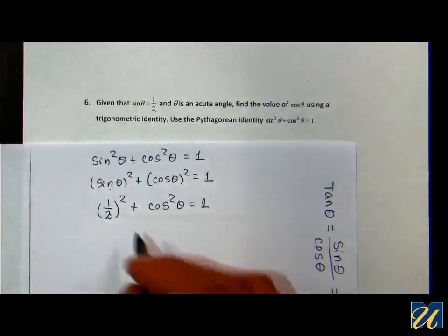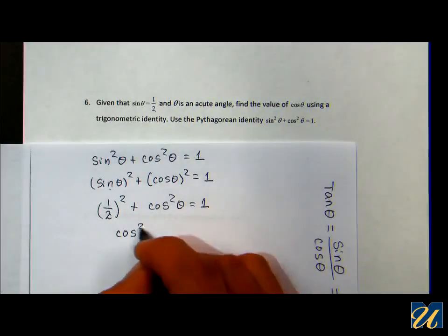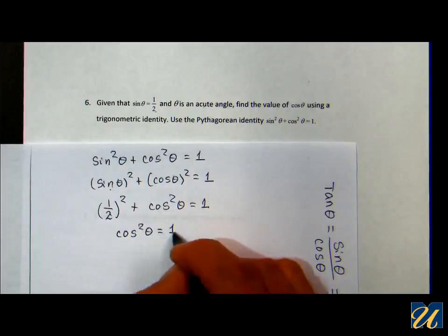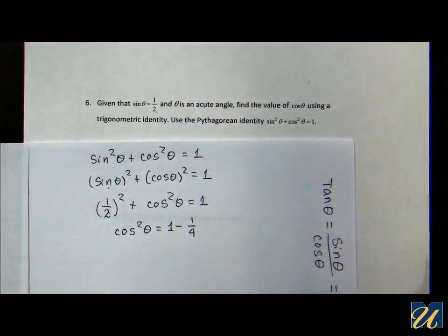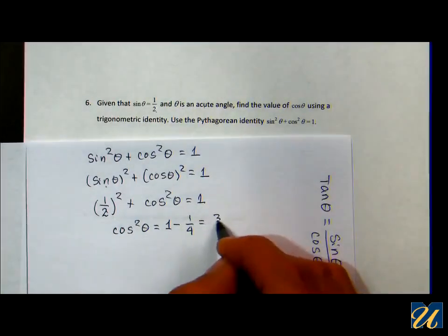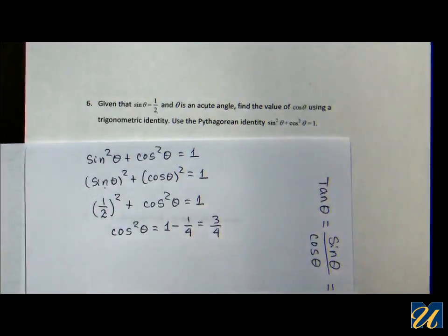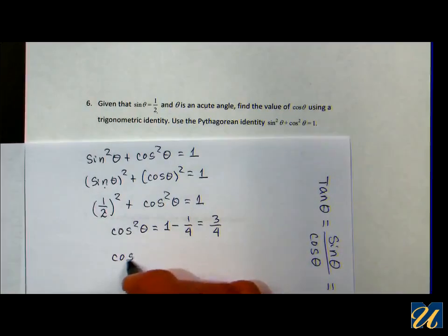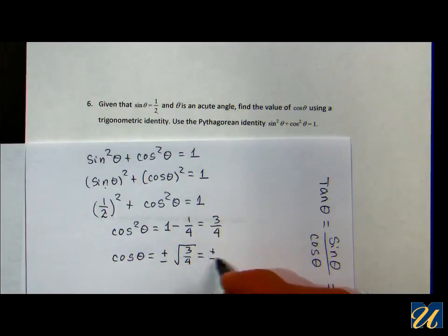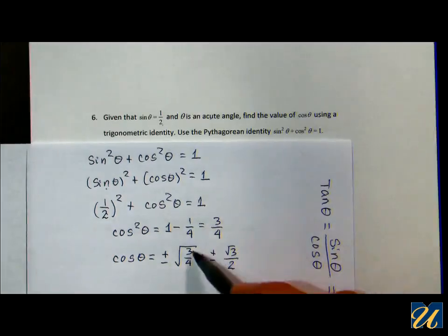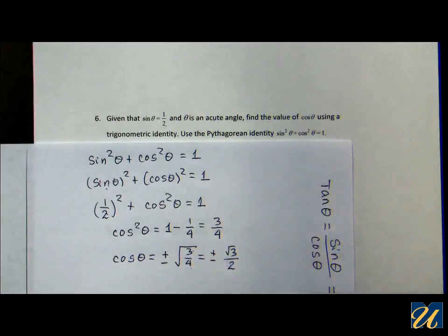Half squared is a quarter, so cosine squared is 1 minus a quarter, taking the 1/4 to the other side. Finding a common denominator, we get 3/4. So then the cosine of the angle will be plus or minus the square root of 3/4, plus or minus root 3 over 2, square root of top divided by square root of bottom.